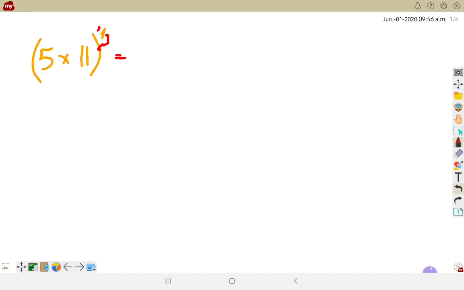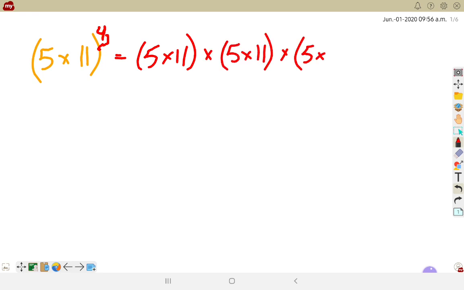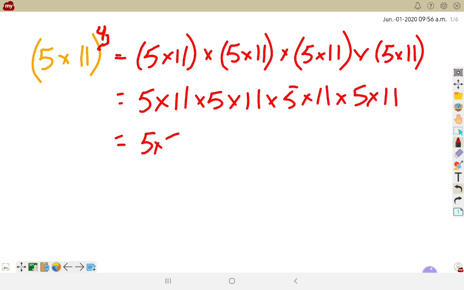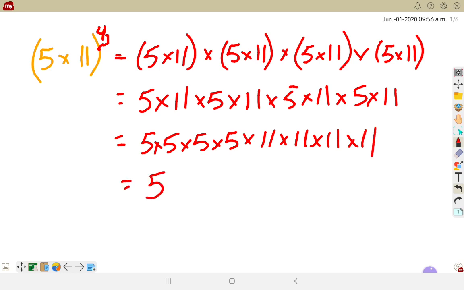Because that exponent of 4, that's a poorly drawn 4, that exponent of 4 is touching the brackets. So everything inside the brackets needs to happen 4 times. I need 4 sets of those brackets. Now, since all I'm doing is multiplying, the brackets can go away. And I get 5 times 11 times 5 times 11 times 5 times 11 times 5 times 11. And now, since multiplication is commutative, I'm allowed to move all my 5's to the front and all my 11's to the back. And that gives me 5 with an exponent of 4 times 11 with an exponent of 4.